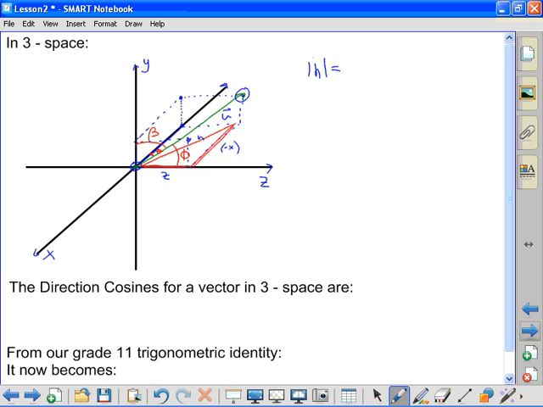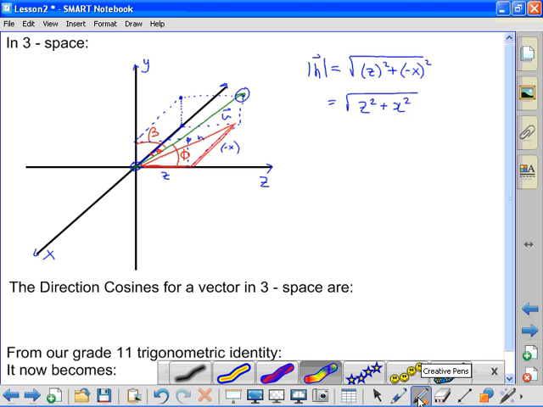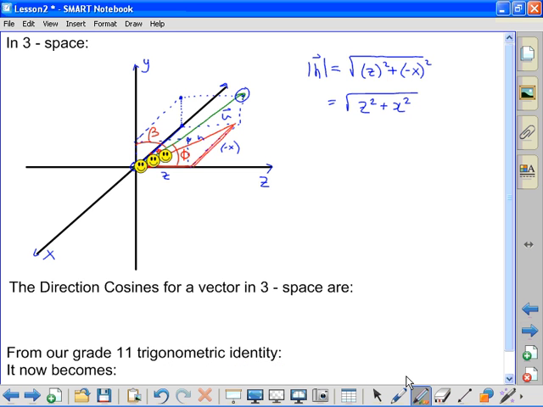So the magnitude of h is equal to, and it's a vector, magnitude of h is the square root of our z value squared plus our negative x value squared. So it's just using Pythagorean theorem, which translates to z squared plus x squared. So that's the magnitude of that hypotenuse. Now I know the length of that vector. If I then know the height of it, I can find the hypotenuse of this new triangle, which I'm going to call vector u.